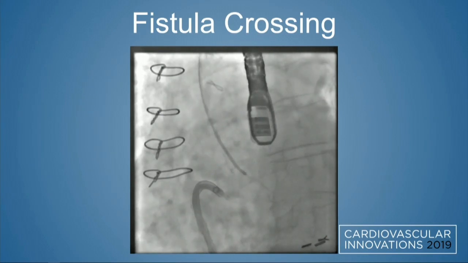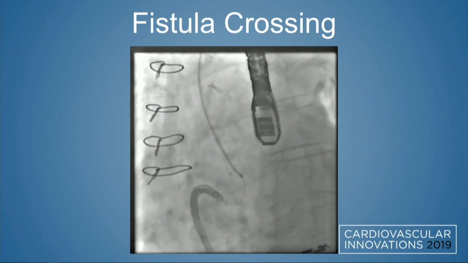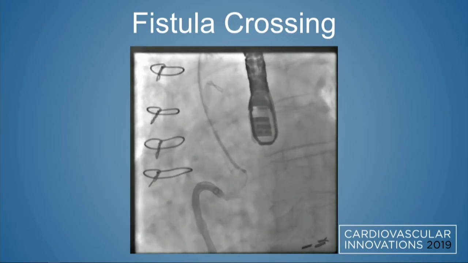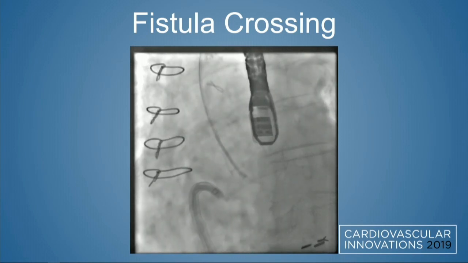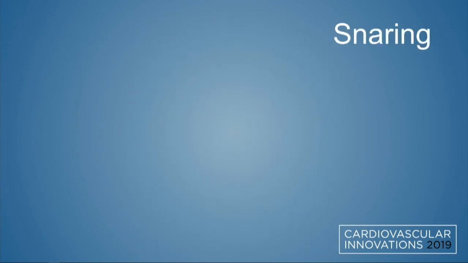So we crossed the aortic valve with a JR4 and pretty much just clocked into the defect, almost like engaging an RCA. We were able to engage the defect and advance our wire through the defect and into the left atrium, which is being shown here.